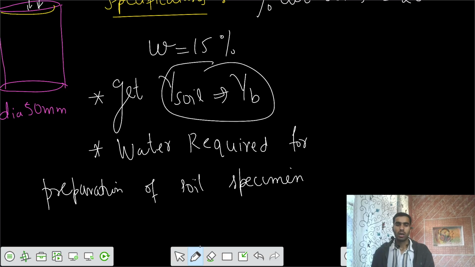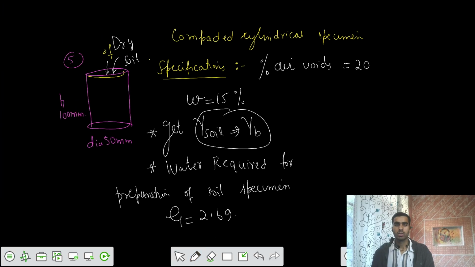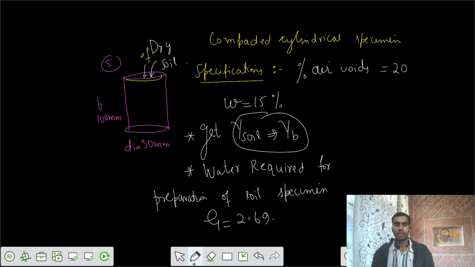And your G value for the soil solid is 2.69. So what is the actual scenario? I want a specimen. I want to make a mold. I want to make a specimen of given dimensions.